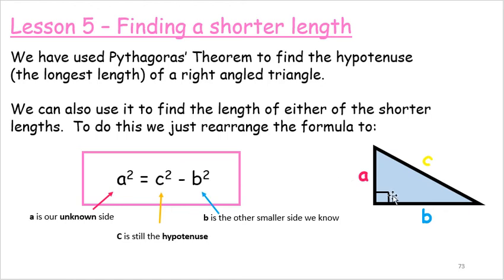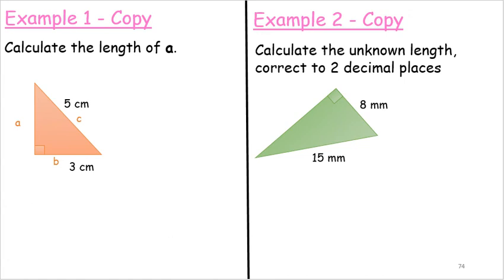Remember that a and b, we can actually name them either way around. What we are going to be doing in all the examples we do, if the unknown side is one of the shorter sides, we'll call that side A. Okay, so moving on to a couple of examples. This would be good to copy into your jotter as we go through this.